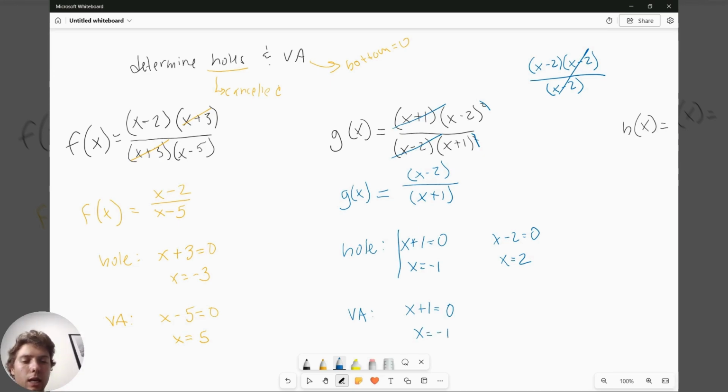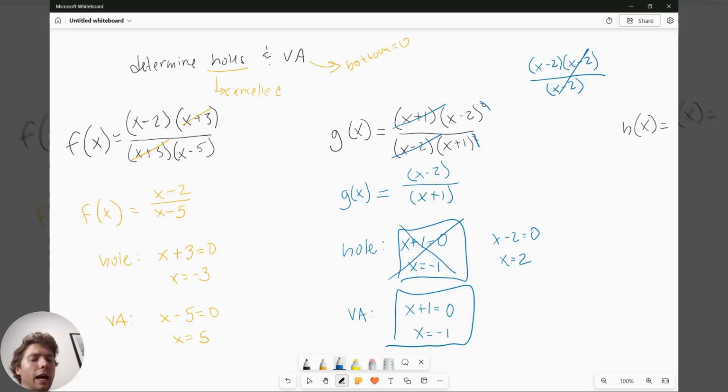Well, now you're saying there is a hole and a vertical asymptote at x equals negative 1. That's not really allowed. You can't have a hole at the same spot as a vertical asymptote. So really what you end up finding is that the vertical asymptote takes priority. You're going to have an asymptote at negative 1, and then the hole, we kind of disregard at this point. Okay, we can still state by finding both of them, but once they're the same, the vertical asymptote definitely takes priority.